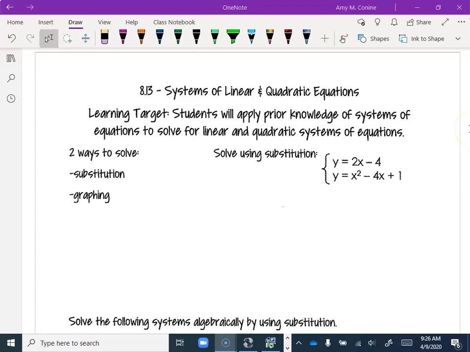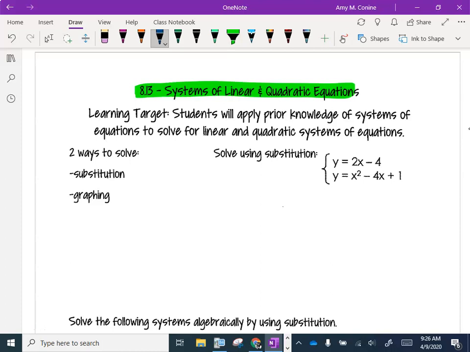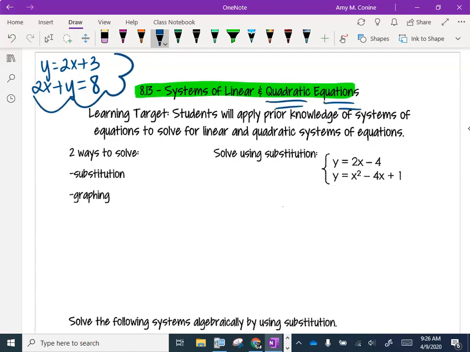Hi everyone. All right, so what we're going to do today is talk about systems of linear and quadratic equations. So when we did systems of just linear, you would have two equations and we'd have to decide how we wanted to solve them so we could get a solution. All right, so now we're going to introduce the quadratic portion.